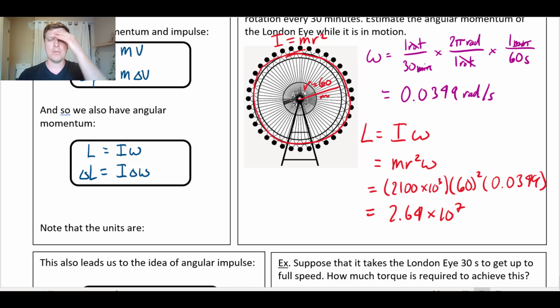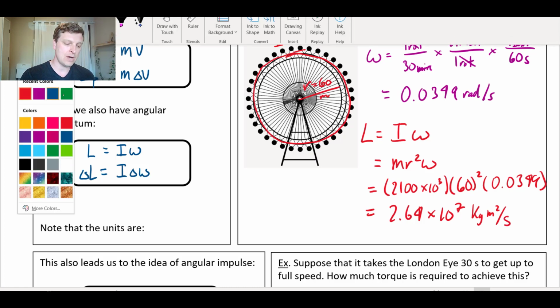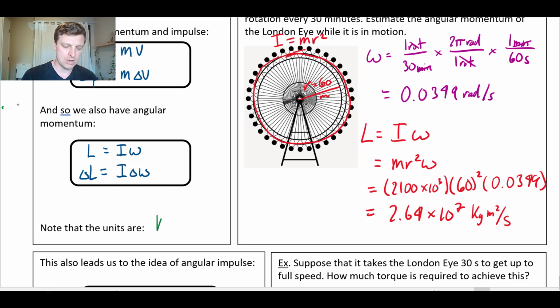Now let's just stop and think about the units, because we haven't covered that yet. So my moment of inertia is going to be kilograms times meters squared. And then my angular velocity is radians per second. So when I put this all together, this is going to be kilogram meters squared per second. Now that's important to note that the units for angular momentum are kilogram meters squared per second. Note that that's not exactly the same as they are for momentum.